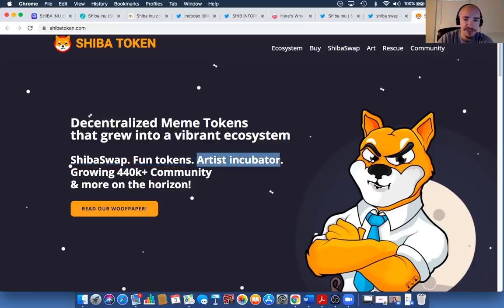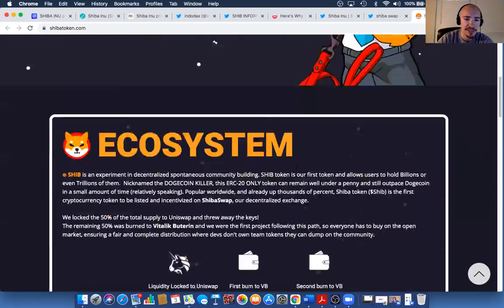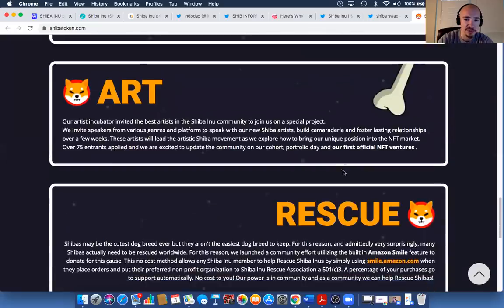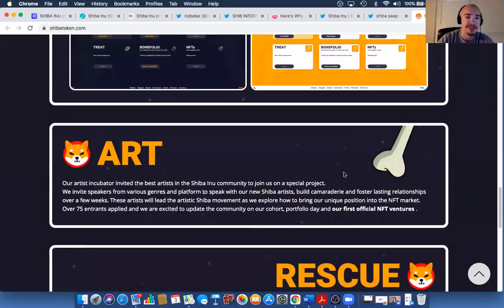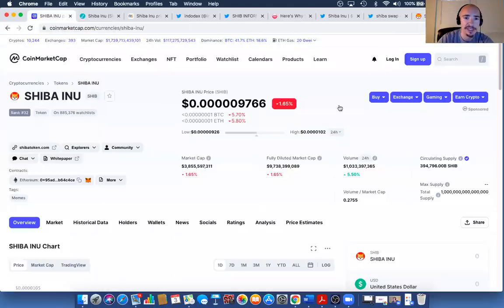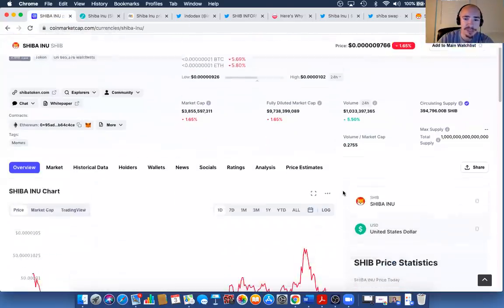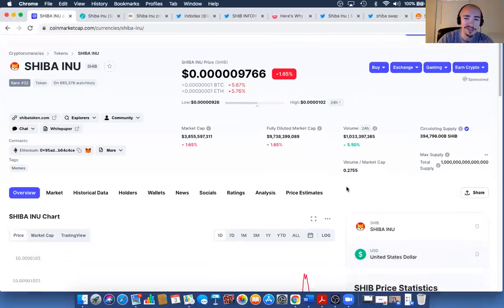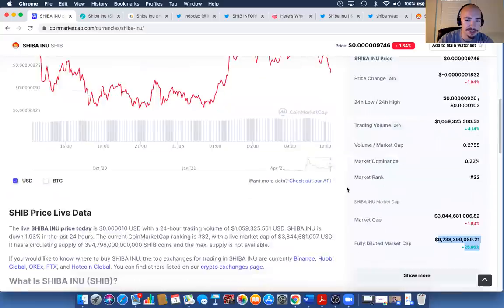This Artist Incubator, that's where I think the NFT space is going to come into play. Really excited to see how NFTs are worked in with the Shiba Swap update and just how big of a catalyst this could be for SHIB moving forward. So this is your Shiba Inu update. Good things coming. I am fully expecting to see Shiba Swap sometime here in June as we start off the month.